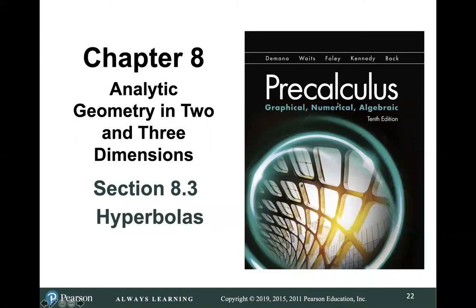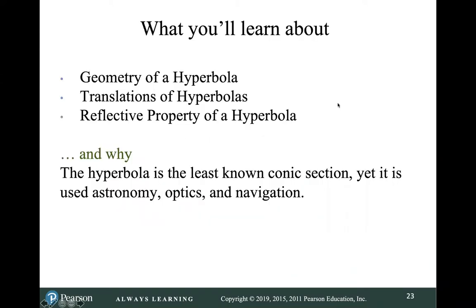Welcome to the Chapter 8, Part 3 video, where we'll be looking at our last type of conic section, which is hyperbolas. We are going to be focusing on geometry and translation of hyperbolas, as well as the reflective property of a hyperbola. Why is it important? Hyperbola is the least known conic section, but it's used a lot, again, in astronomy, optics, and navigation. So again, using these is going to be very useful in being able to understand the equations and identify the shape of these equations.